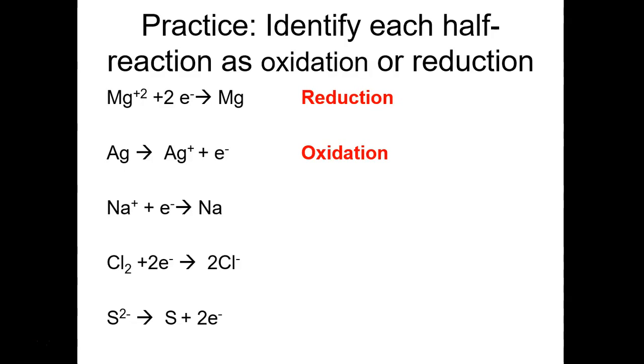So when we look at the first one, magnesium ions are gaining electrons, so it's an example of reduction. In the second, neutral silver is losing an electron to form silver ions, so it's oxidation. So really, if you just look at the placement of electrons in these half reactions, it's fairly easy to identify whether it's oxidation or reduction. If the electrons are on the reactant side, that means they're being gained, so it's reduction. If they're on the product side, that means they're being lost, and so it's oxidation. All right, so try the next 3 and then check your answers.